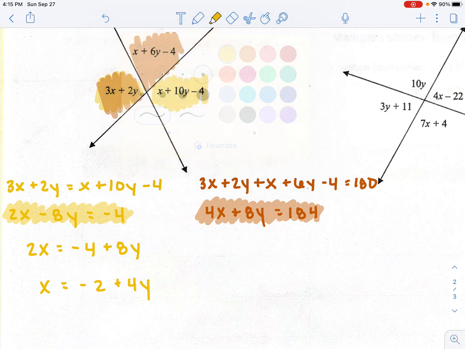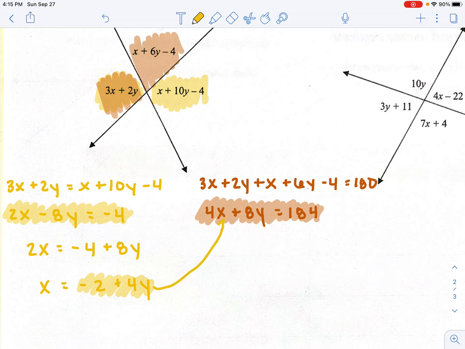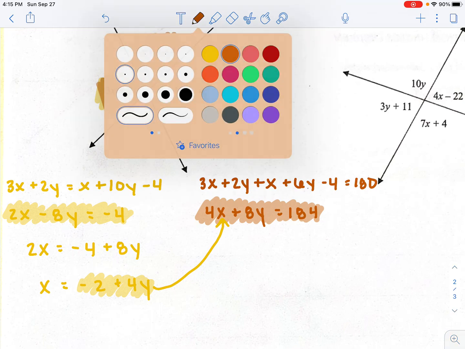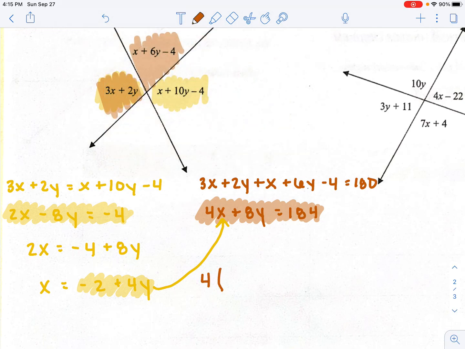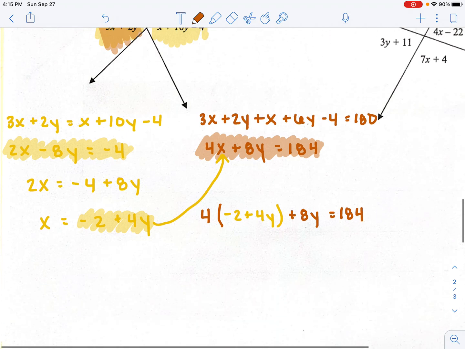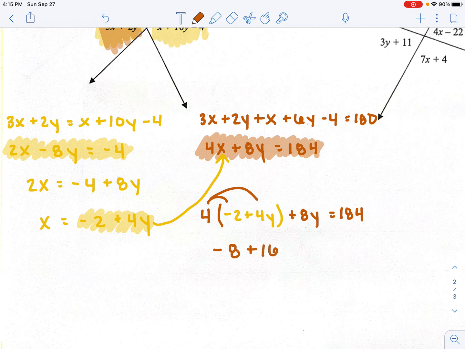What I'm going to do with this is take this negative 2 plus 4y and replace every single x I see in my other equation with it. So I'm going to say 4 times that negative 2 plus 4y, plus 8y equals 184. And we're going to solve for y. I'm going to distribute that 4. So I get negative 8 plus 16y plus 8y equals 184.